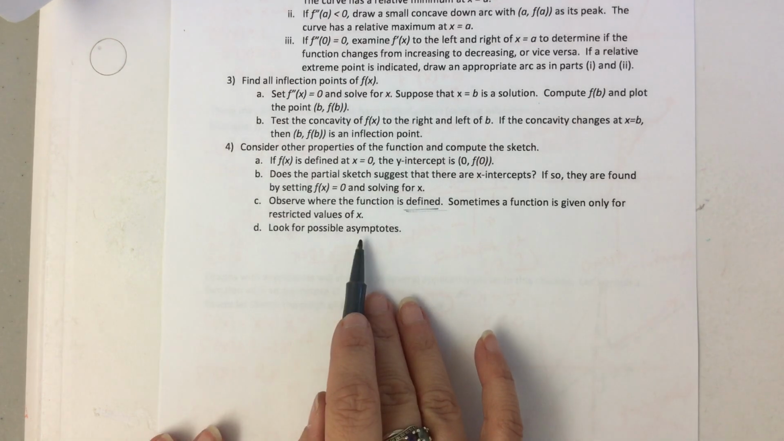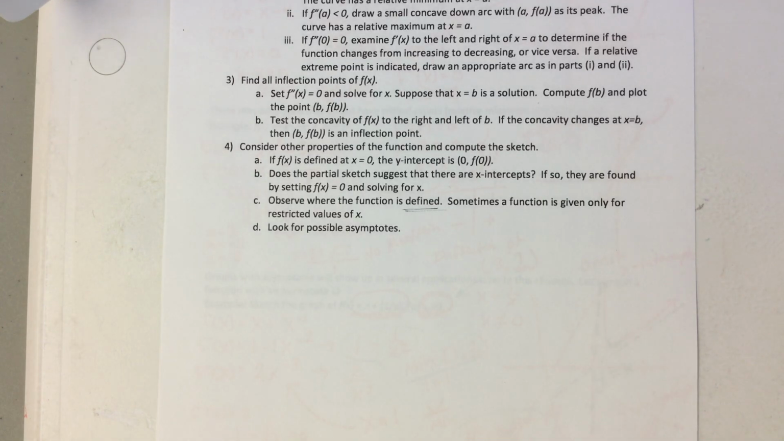Then look for any possible asymptotes. That's where you would look and say, all right, is there a place where if I put a number in for x, the bottom would end up being a 0? If the bottom of a fraction ends up being a 0, like we had in our last example, you get what's called a vertical asymptote.